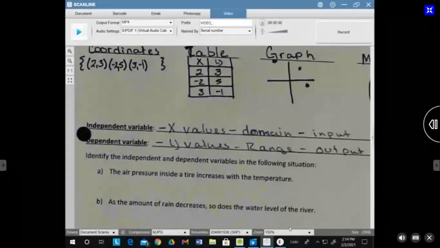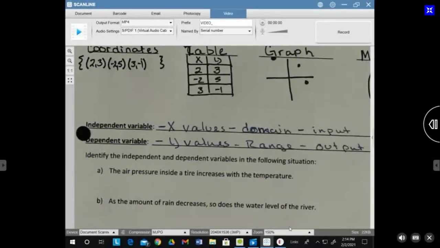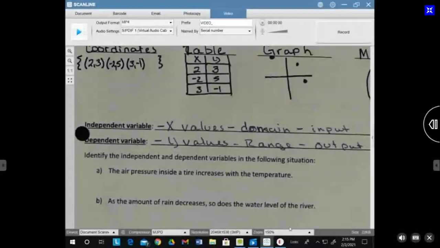The air pressure inside a tire increases with the temperature. So you've probably already done this problem in science. The temperature goes up, it gets hot. The air in your tires expands, so the pressure gets bigger. The temperature drops, it gets cold. The air in your tires contracts, so your tires get flatter, right? Who's in charge? The temperature. The temperature is changing the air pressure, yes?